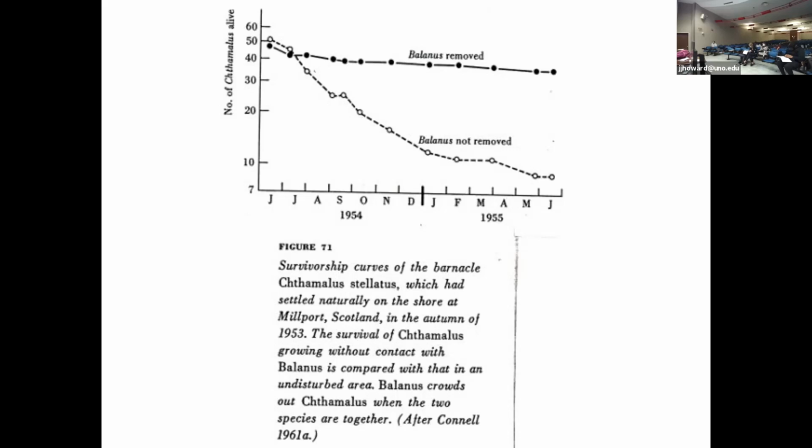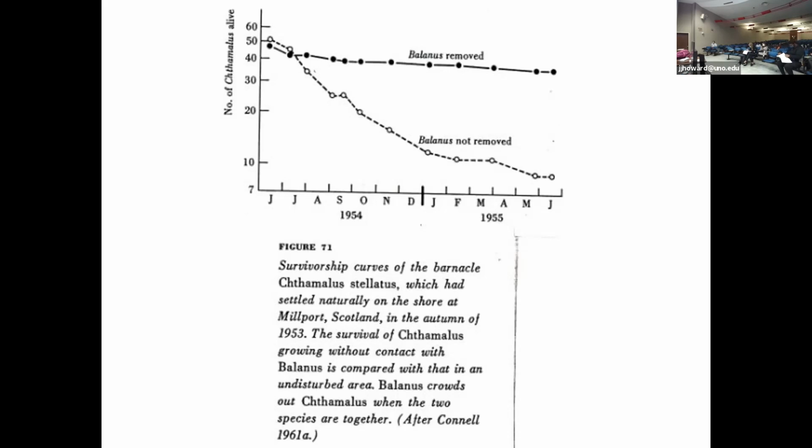We even know the mechanism, which is that Balanus kind of grows low on the surface of the rock, whereas Thamnus grows a little bit up. And basically Balanus can just grow underneath Thamnus and just sort of lever it off, just sort of pop it right off as it grows.